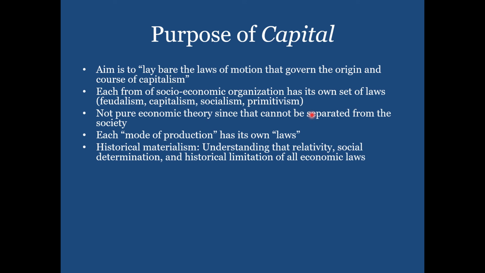Let's get into what they call historical materialism. Historical materialism is understanding the relativity, social determination, and historical limitations of all economic laws. So Marxists, while they are objective, as in they're saying they're using science, have to say that there is a certain amount of relativity here, because the way you analyze every society in history depends on their means of social economic production, which is a bit relativistic, right? You can't compare one to one.